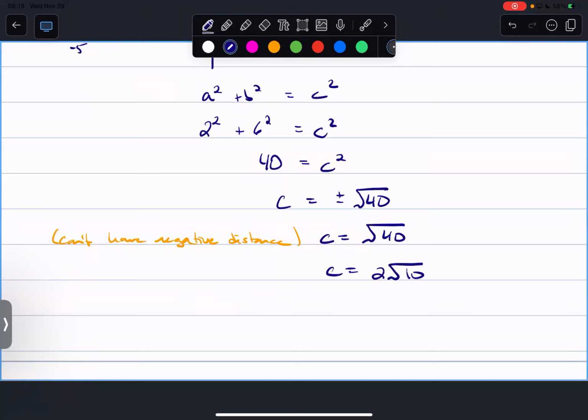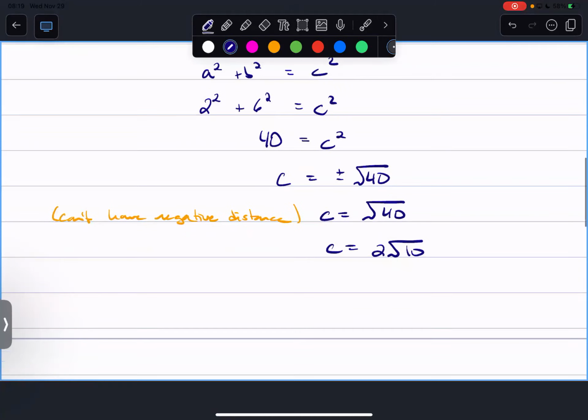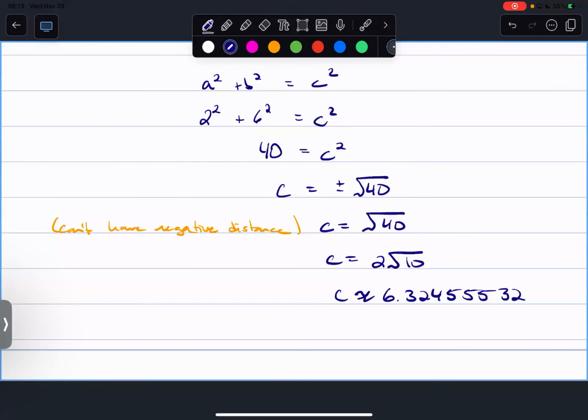My calculator just simplifies it to 2 root 10. And I know yours does as well, or it can, depending on settings. Roughly, c is roughly 6.3245532. So now we've found the distance between 2 points.